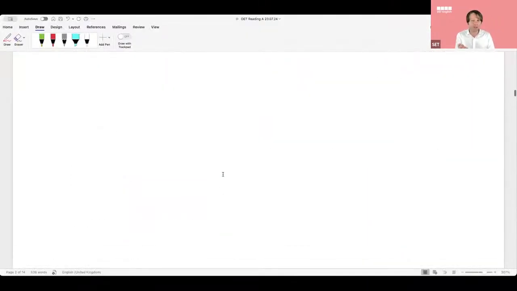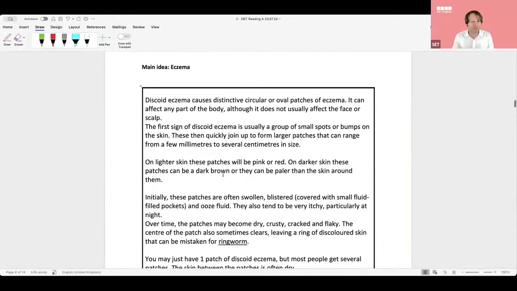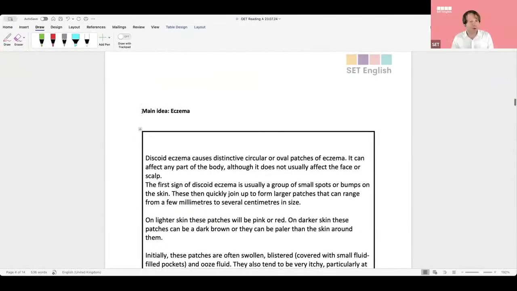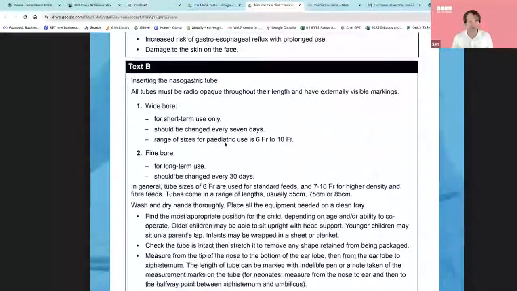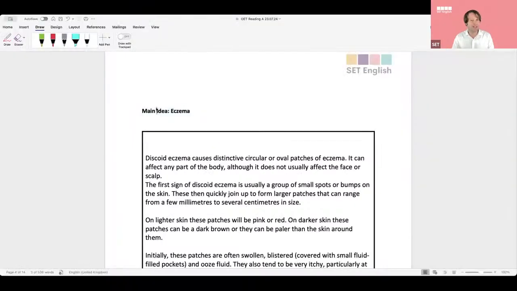Everyone ready for the first text? Yes. Here it is. Now, do we have a heading? No. Wait a second. Look at this. That's the heading. What's that? All the text is about eczema. So this is the same, right? All the texts are about eczema. It's not enough. Does that make sense?